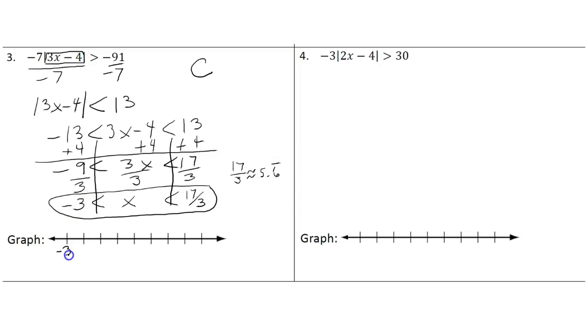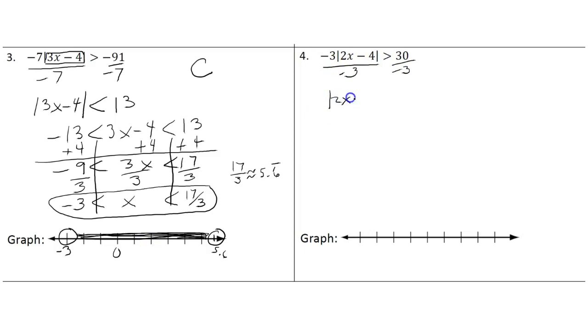Draw a hollow circle at negative 3 and another one at 17/3. Color in the graph between the two circles. This is the graph of our solution. In example 4, once again, we need to divide to isolate the absolute value.